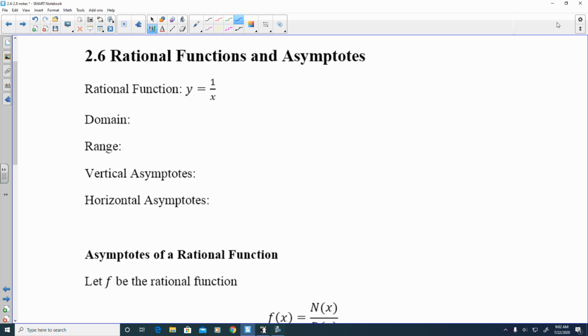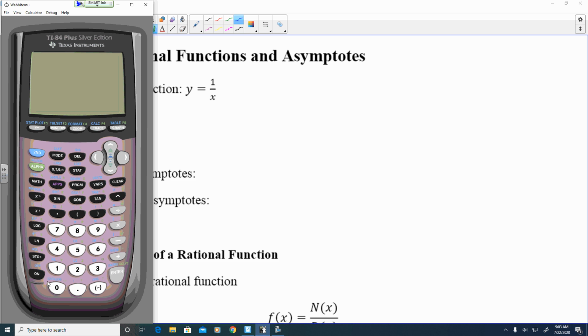Section 2.6 is going to be on rational functions and asymptotes and how to find the asymptotes to those rational functions. A rational function just means that it's a function that's written as a fraction, something on the top, and a variable has to be on the bottom for it to be rational. So the most basic rational function that we can have is 1 over x. Let's get our calculator out and see what that looks like, and then we can go from there about domain, range, asymptotes, how we can figure all that out, or how things change.